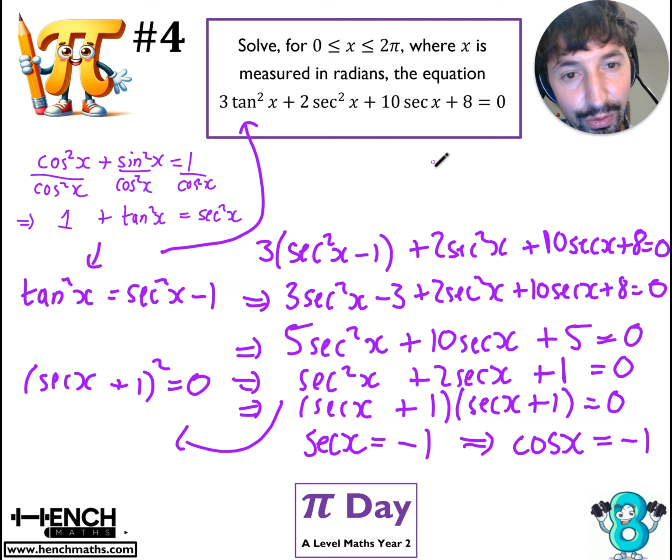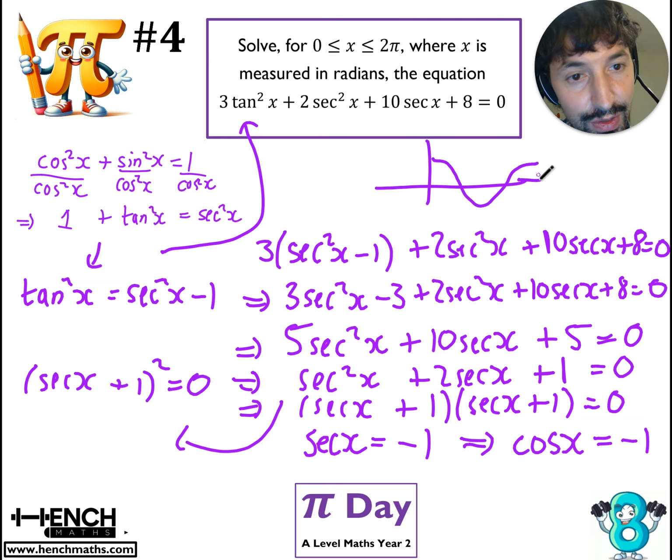Now if we think about our graph of cos x, it starts up here. There's only one place in radians where it's going to equal -1, and that's here at pi. So our solution, shock horror, x equals pi.